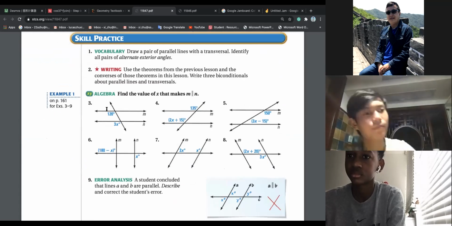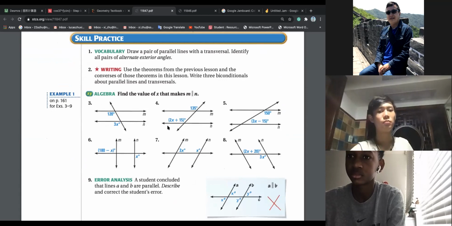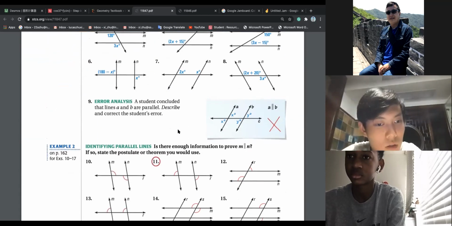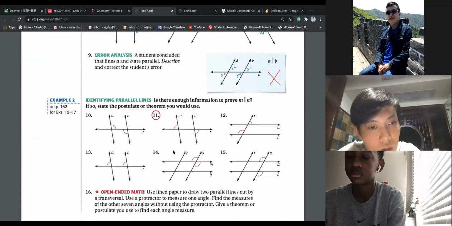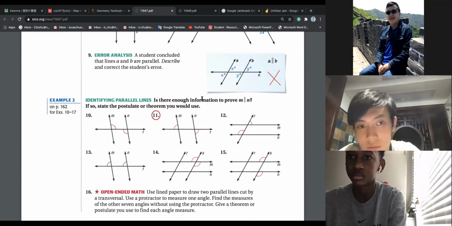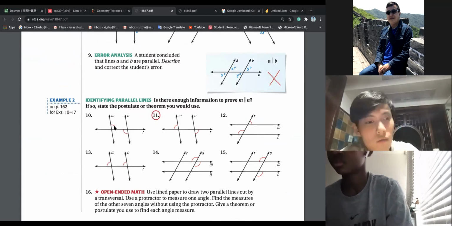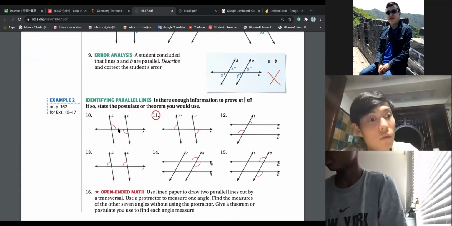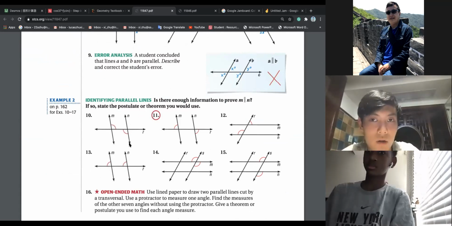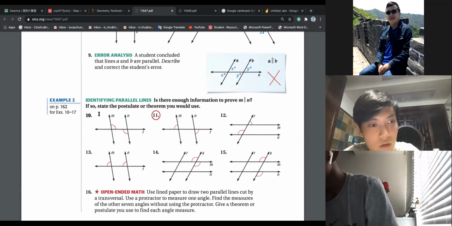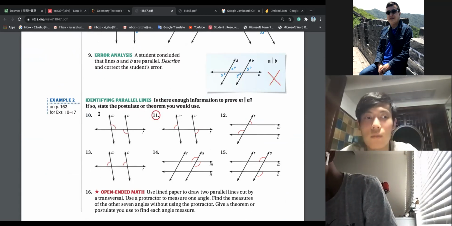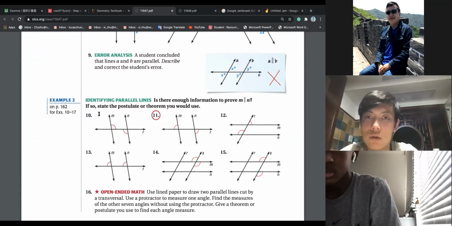Okay, here. Question. Let's try this one. Is there enough information for you to prove M is parallel to N? Can you prove that line M is parallel to N in question 10? Yeah. What's the postulate or the theorem that you use?